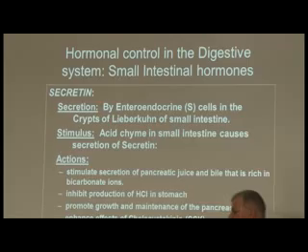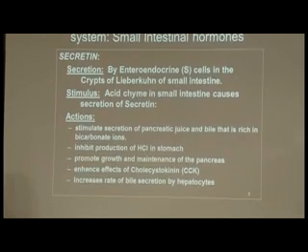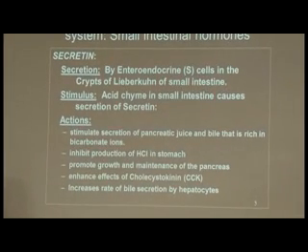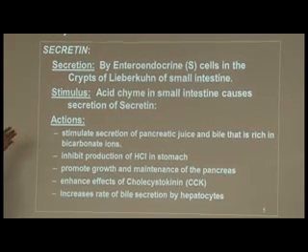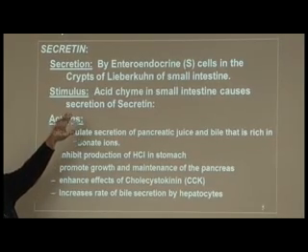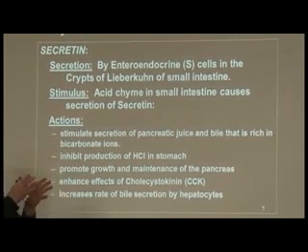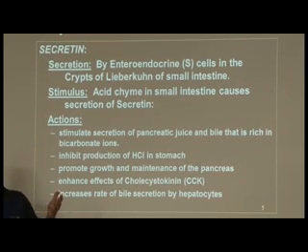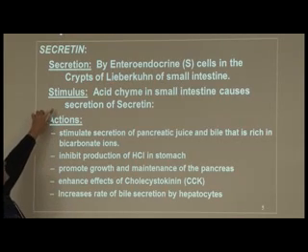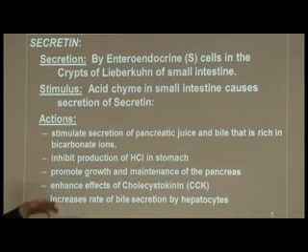The next hormones we're going to talk about are actually produced by the small intestine, and what we're going to see is that their stimulus is the movement of chyme from the stomach into the small intestine. Secretin is a hormone that's secreted by endocrine cells in the crypts of Lieberkühn in the small intestine. Remember, those are the downward folds that are characteristic within the small intestine itself. The stimulus is the movement of chyme into the small intestine, in particular the movement of acidic chyme.